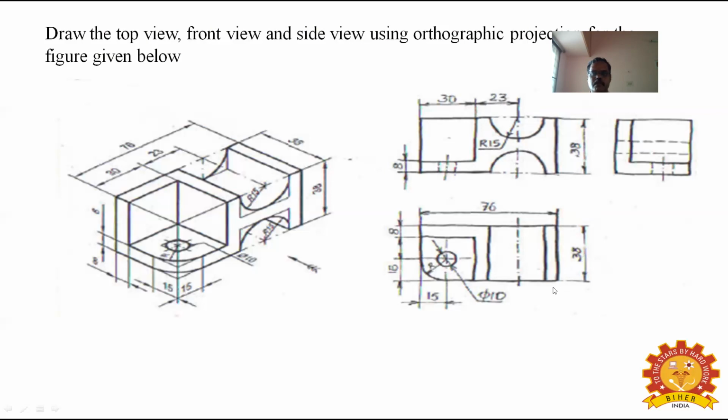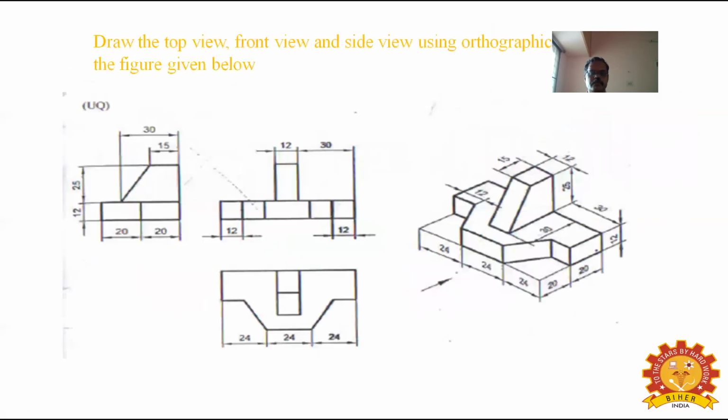Every dimension you have to mark, and you have to write headings. Here you write top view. Here you have to write front view. Here you have to write left hand side view. So this is how you have to draw the orthographic projections in the engineering drawing. Now we'll move on to the next one.